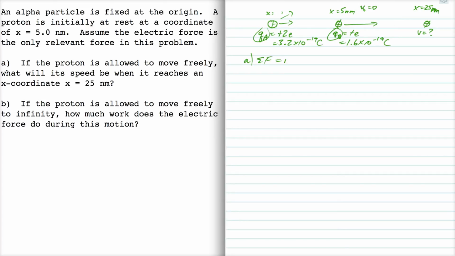And so sum of forces equals ma. That's not going to work because the forces are not constant and the acceleration is not constant. So we can't use that approach. We have to use work energy.